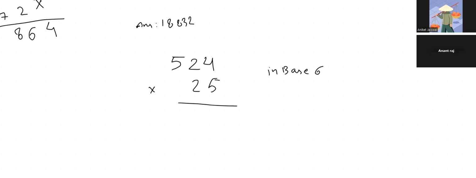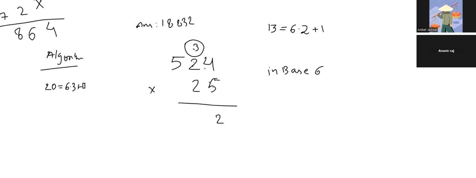Now 5 fours are 20. Now 20 is what? 6 into 3 plus 2, right? So we write 2 here and we get 3 here. Okay. Now, 5 twos are 10, which means 5 into 2 is 10. 10 plus 3 is 13, right? 13 is 6 into 2 plus 1, right?